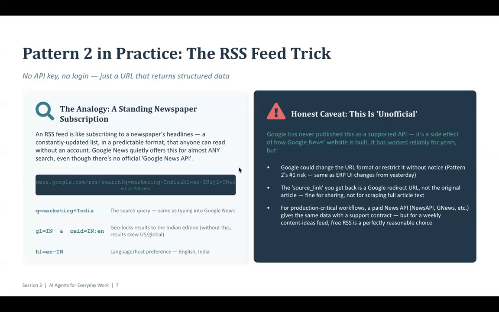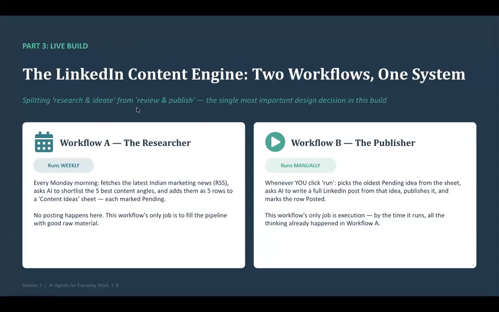So this is the workflow we are building today, the LinkedIn content engine. This just summarizes what I've said. We're building one workflow as the researcher and the other as the publisher. One will get the latest Indian marketing news, ask the AI to shortlist the best ones, and then add them to a sheet we have on Google Sheets. We can use Excel as well, whatever you want. No posting will happen here. This is just to populate our sheet with good material, but we'll see how the RSS node works here.